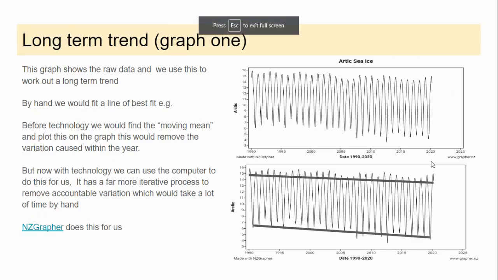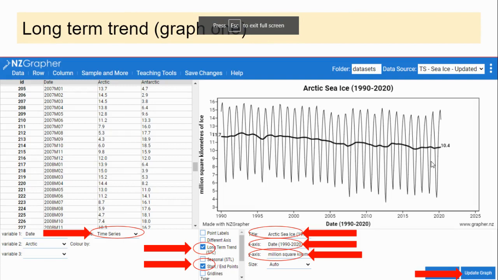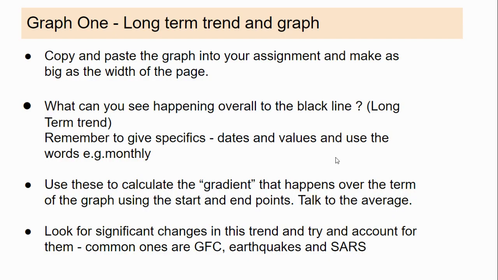So now that we've done that, these are all the buttons we need to choose. So you can see I've changed the heading and the dates and the axis here, put the 2 ticks on that I wanted, and updated the graph. So this is the time series first graph, graph 1. So copy and paste it into your assignment. Don't make it tiddly-widdly so the person marking your assignment can't see it. Try and make it fit the width of the page. So pull it out to fit the width of the page so that we can actually read on it what your values are and things like that.